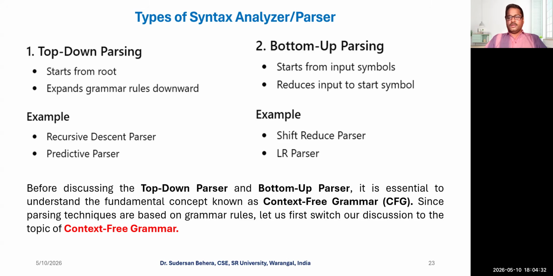The examples are, for top-down parser, a recursive descent parser and another one is predictive parser. These are the variants, actually, not examples. Top-down parser has two variants: one is a recursive descent parser, and another one is predictive parser. On the other hand, the bottom-up parser has two variants: one is shift reduce parser, and the second one is LR parser.